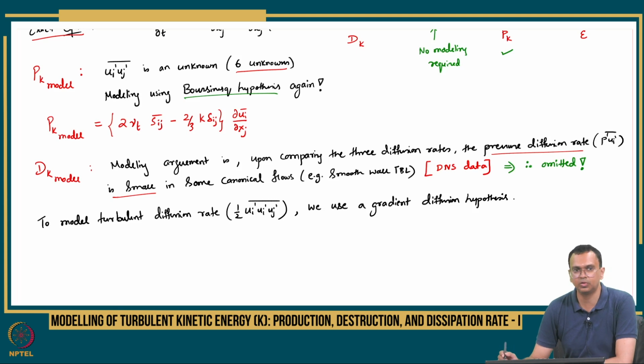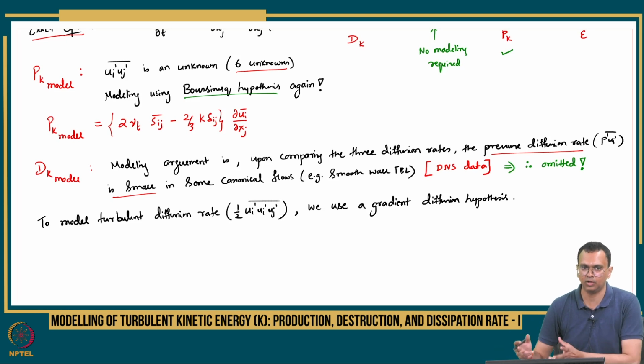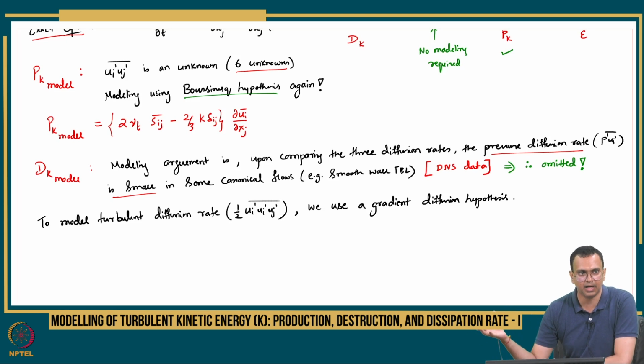This phenomenon is known to some of you, no? Those who have taken heat transfer courses would have learned this: what is the gradient diffusion hypothesis. For example, if you have a high temperature zone and a low temperature zone, the flux will go from the high temperature zone to the low temperature zone, a gradient diffusion. Similarly, by analogy, the flux of turbulence will move from a high turbulence zone to a low turbulence zone.